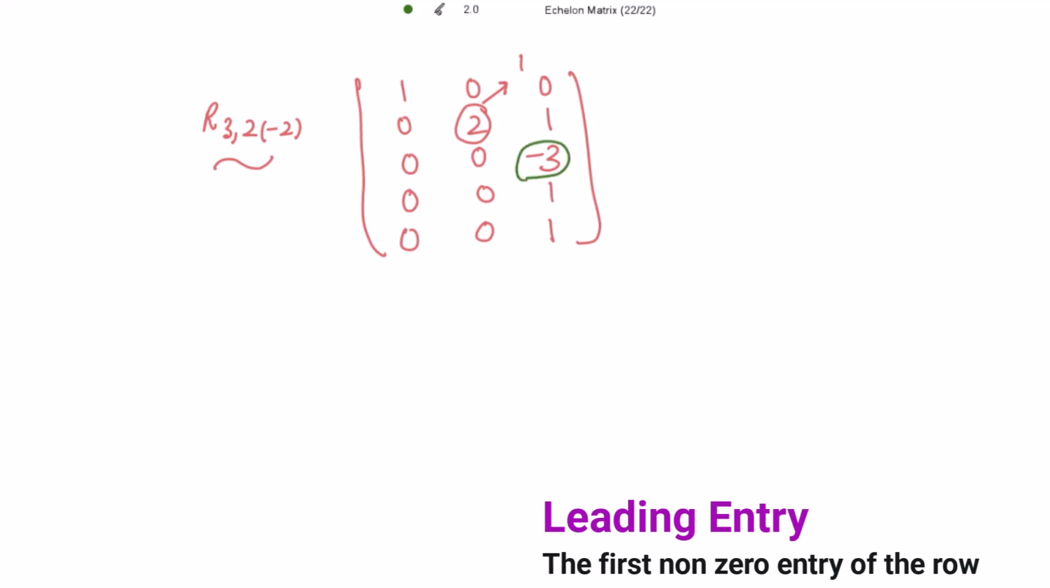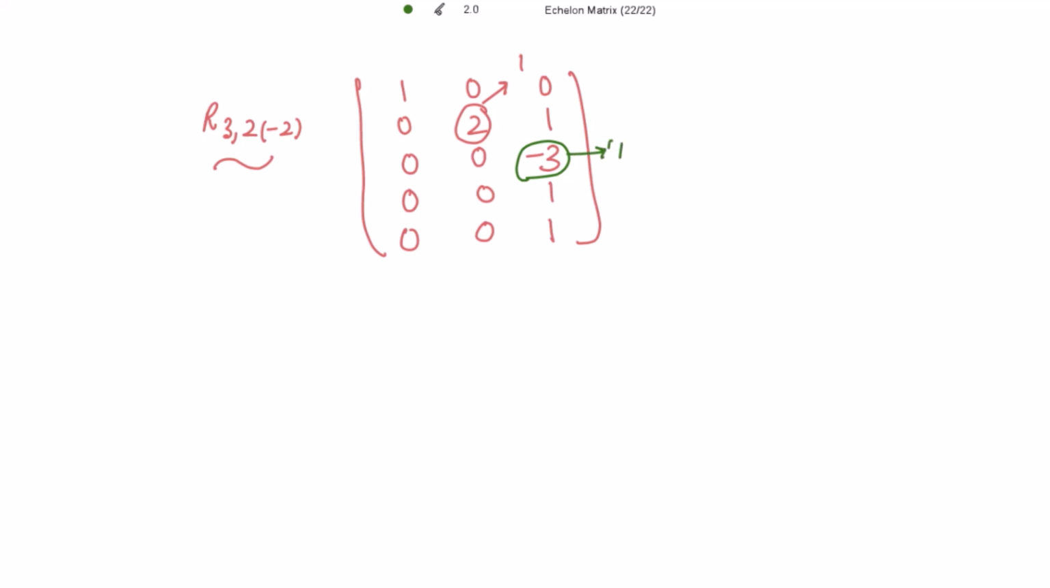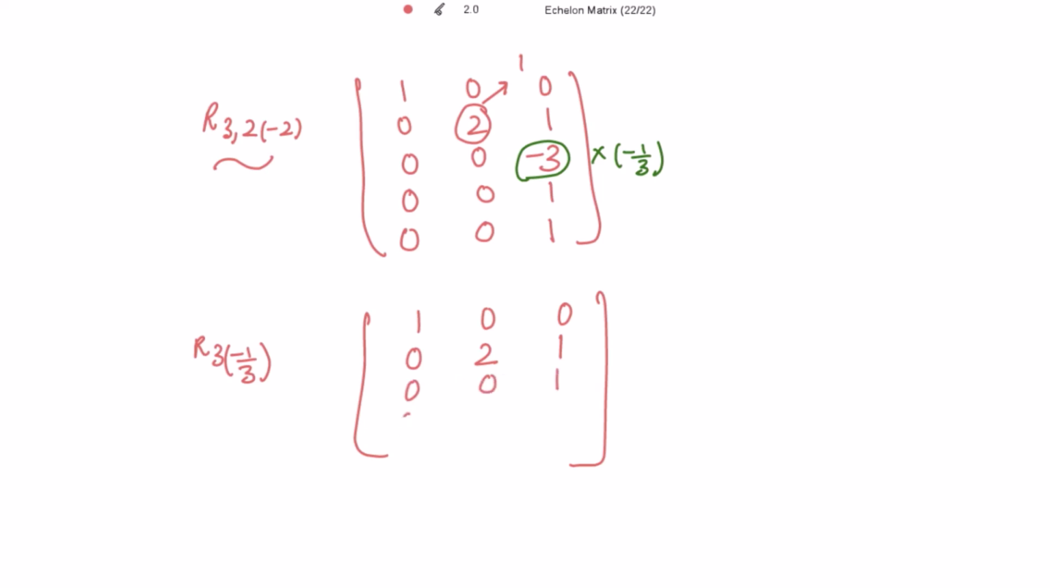-3 is the leading entry. I need to make this 1. For that, just multiply the third row with -1/3. So changing row 3 by multiplying it with -1/3, we get 0, 0, 1, and then 0, 0, 1, and 0, 0, 1. To make this the leading element for the third row, I need to make these two elements 0.